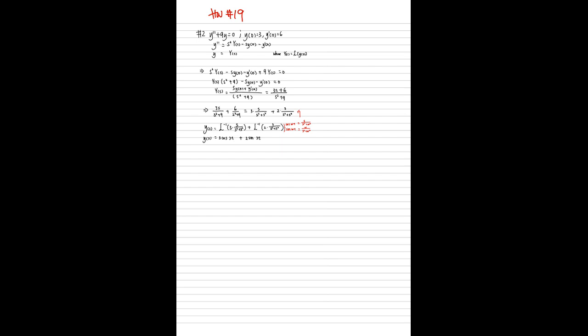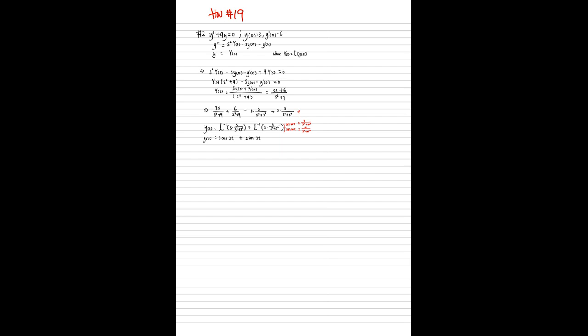And then I do the addition to the other side and division for the s squared plus 9. And then I plug back in the numbers of y of 0 and y prime of 0, which is equal to 3s plus 6 over s squared plus 9. And then I separate them into two fractions. So 3s over s squared plus 9 plus 6 over s squared plus 9.